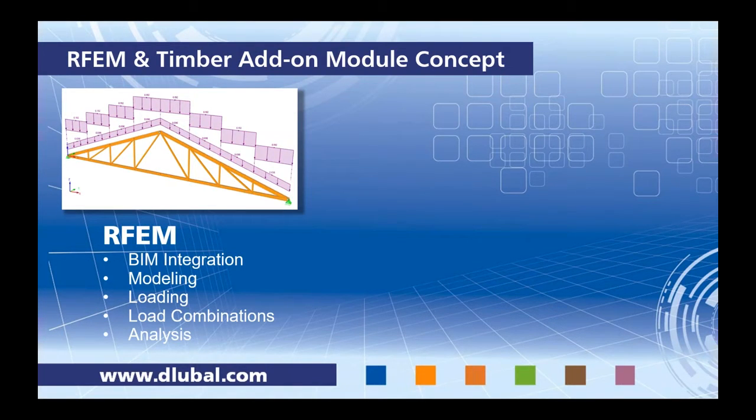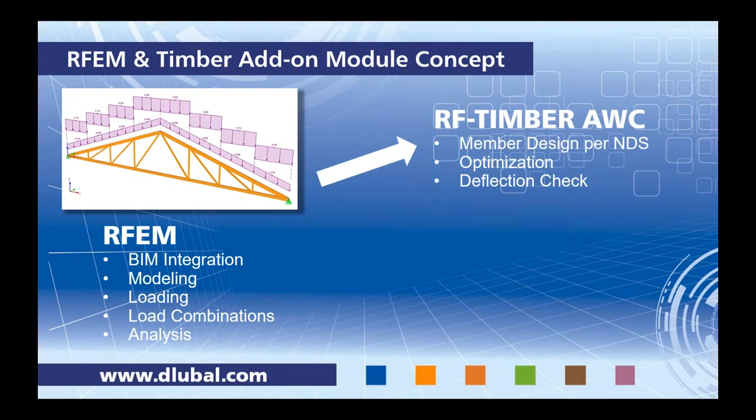But the minute that you would like a check per a specific standard, this is where our add-on modules come into play. For today, we'll be working in RF-TIMBER AWC. This will provide us with member design per the NDS code for both ASD and LRFD. We can also optimize our member based on a specific ratio check. For example, design might be something like 0.8, possibly 0.9. And we can also do a serviceability check, so find out what the limiting deflection ratios are, put those into the add-on module, and see if we're also passing for deflection control.